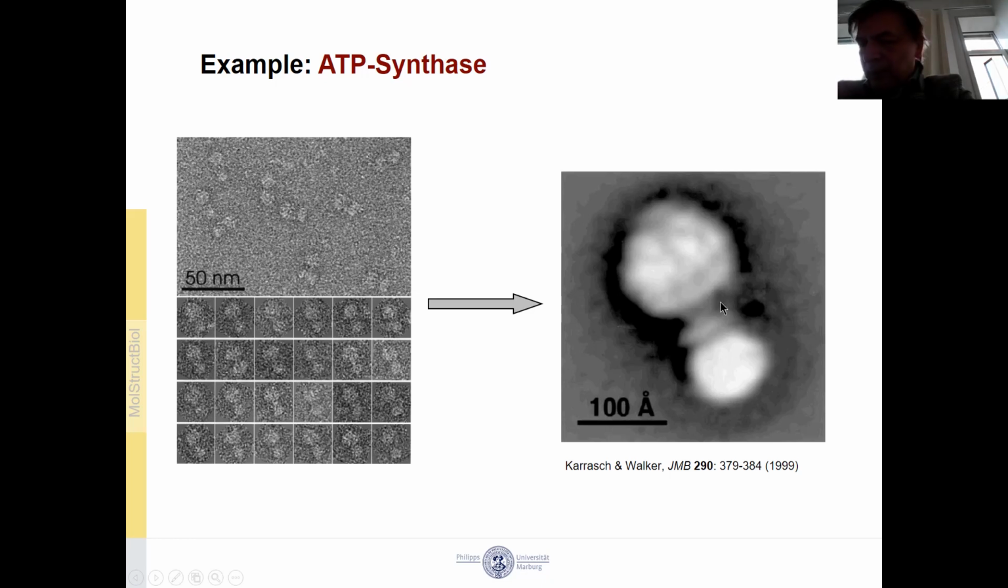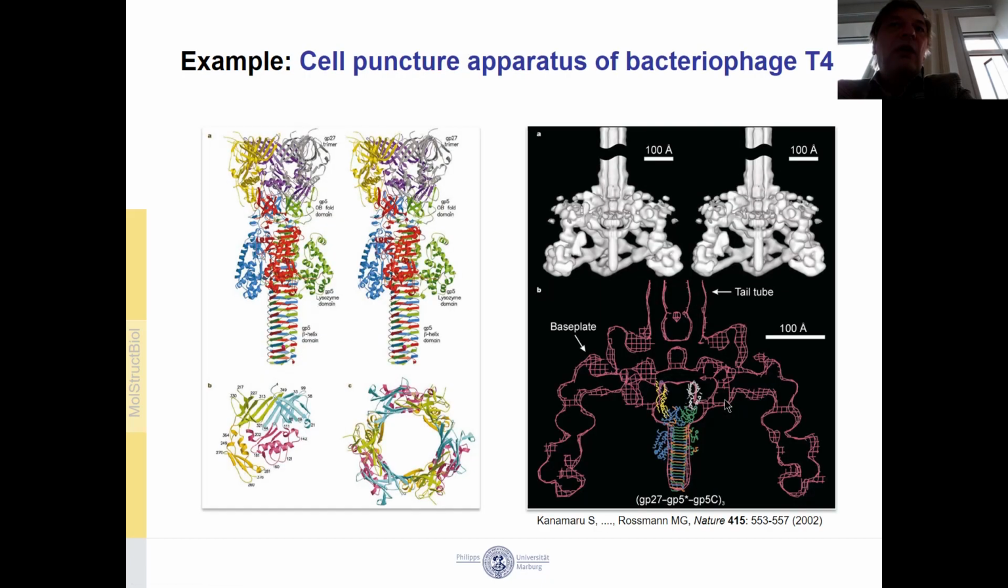This kind of subunit is not very soft. You see some resolution here in the F1 portion, but not in the rest. So that looks like a low resolution structure. These are examples from the beginning of the 2000s of how electron microscopy was used at that time, when the resolution was not high enough.